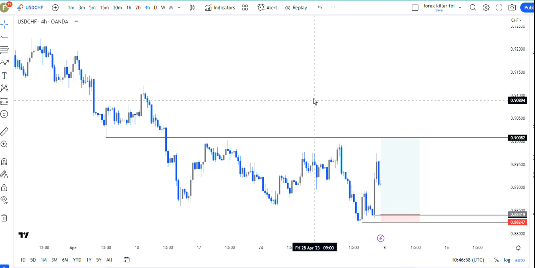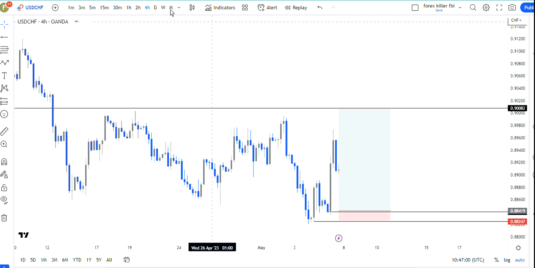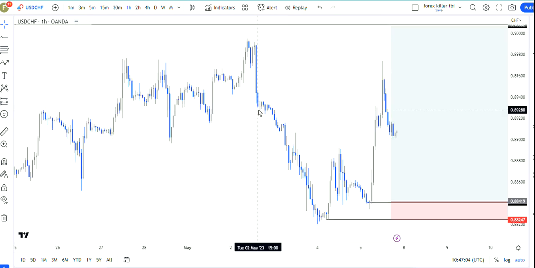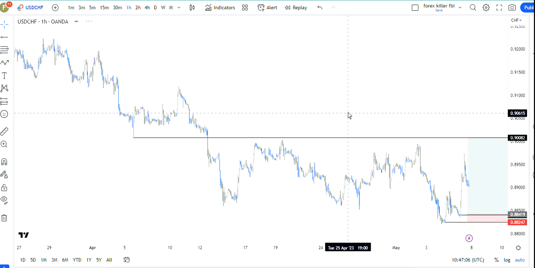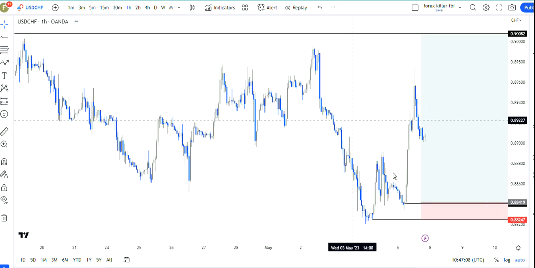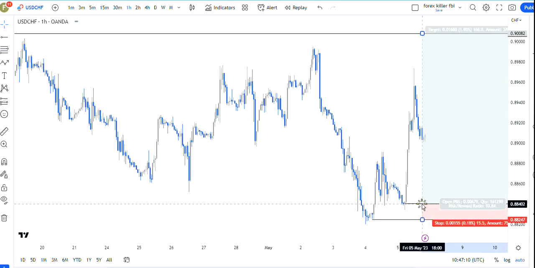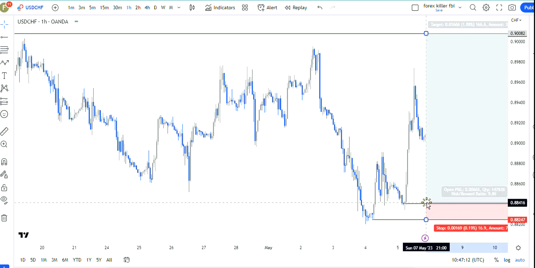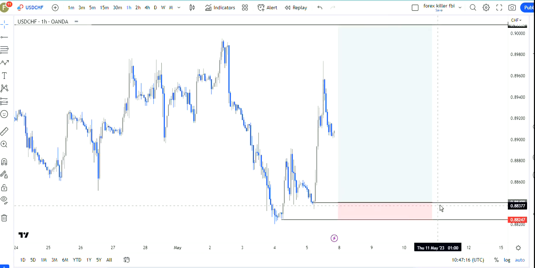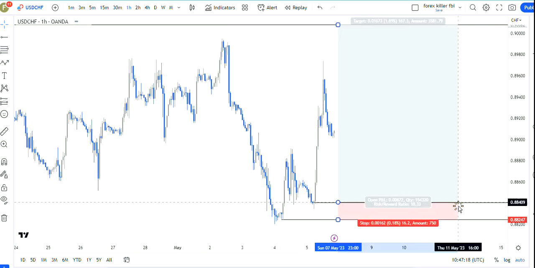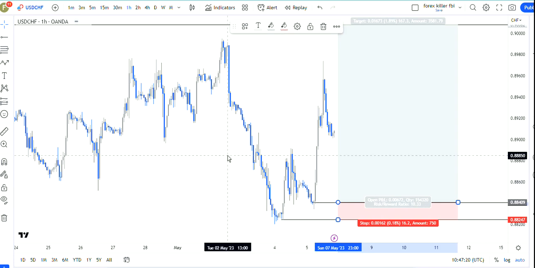166 pips. It is not few, but we have to take it. Okay. Now our entry will be here. Now, ladies and gentlemen, this will be the move of USD in the upcoming next week.